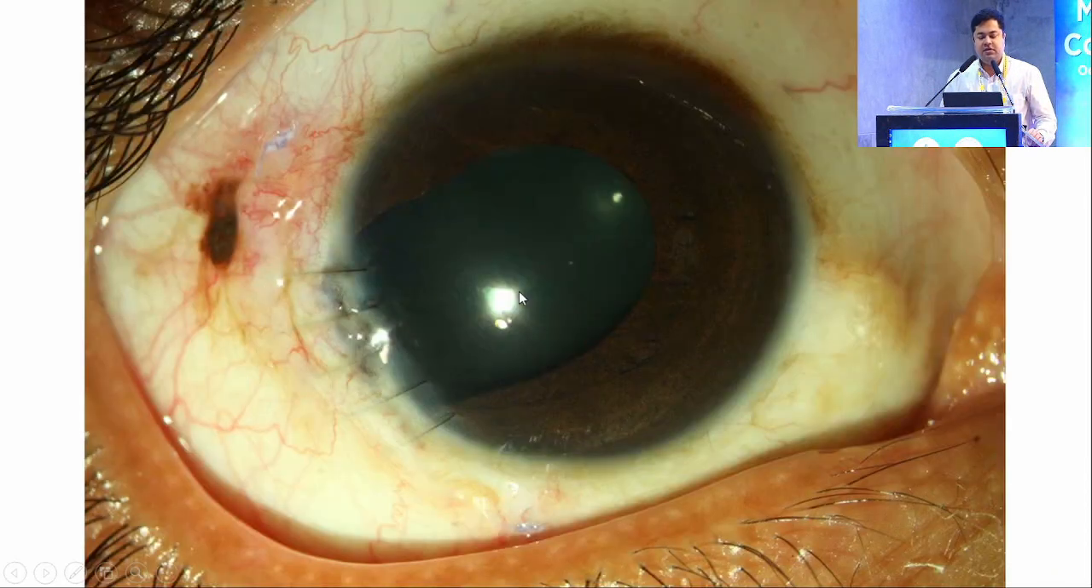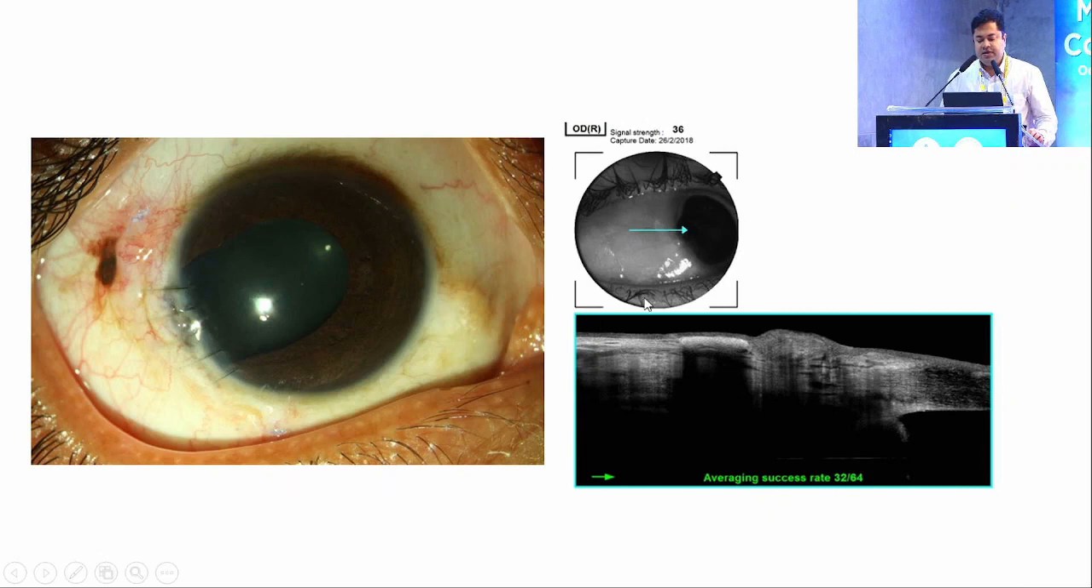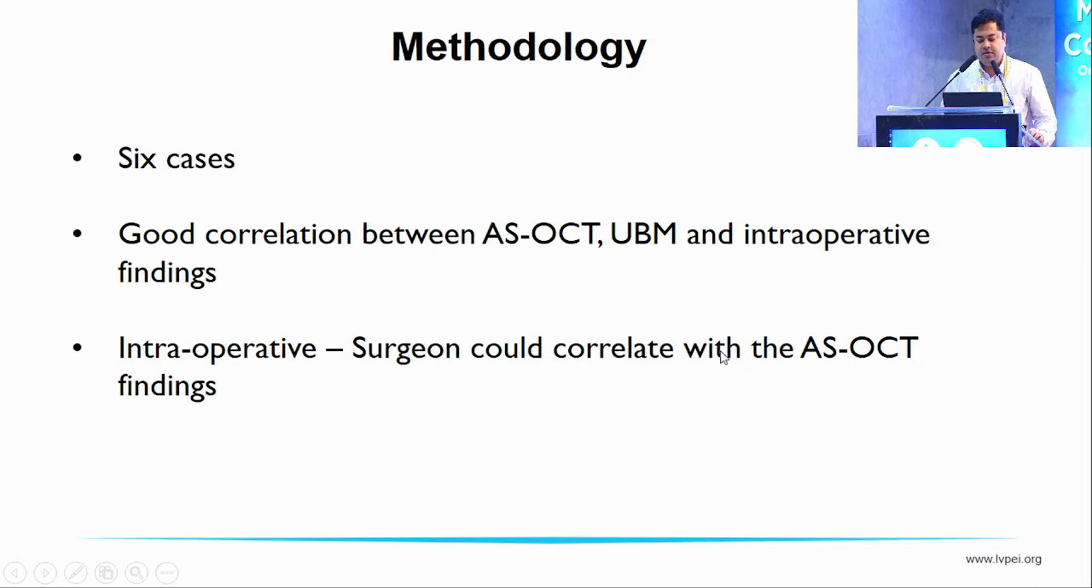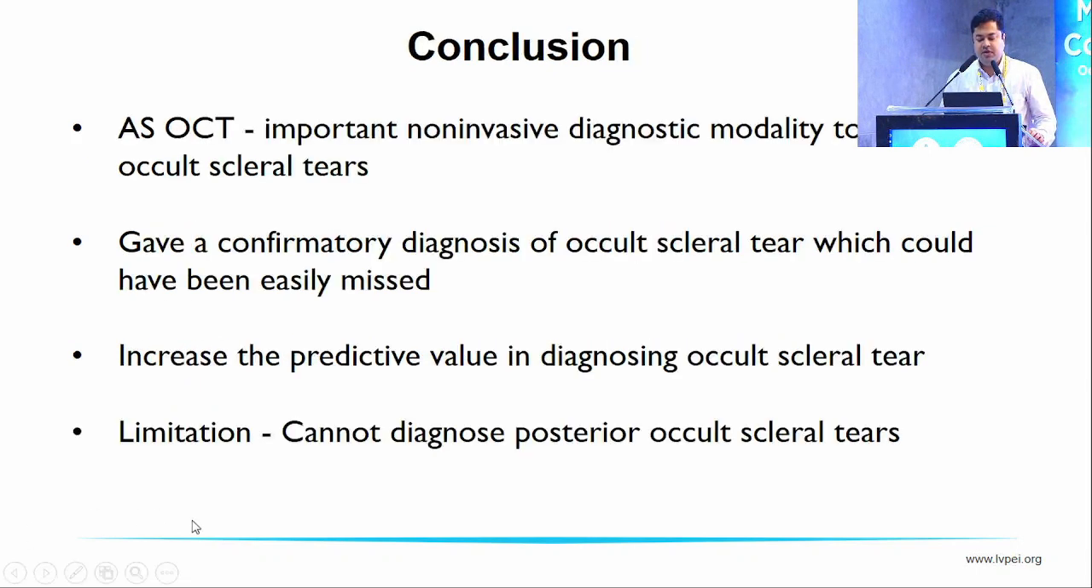Case number 3, this is a post-operative repaired corneal tear, sent here because the patient had constant irritation, redness and congestion. To our surprise, in the anterior segment OCT we found a foreign body embedded under the sclera. So there were a total of 6 cases where there was good correlation between the anterior segment OCT, UBM and the intraoperative findings. Intraoperatively, the surgeon could correlate with the OCT findings, and it helped the surgeon to locate the tear and repair it properly, or even remove the foreign body as per the location.